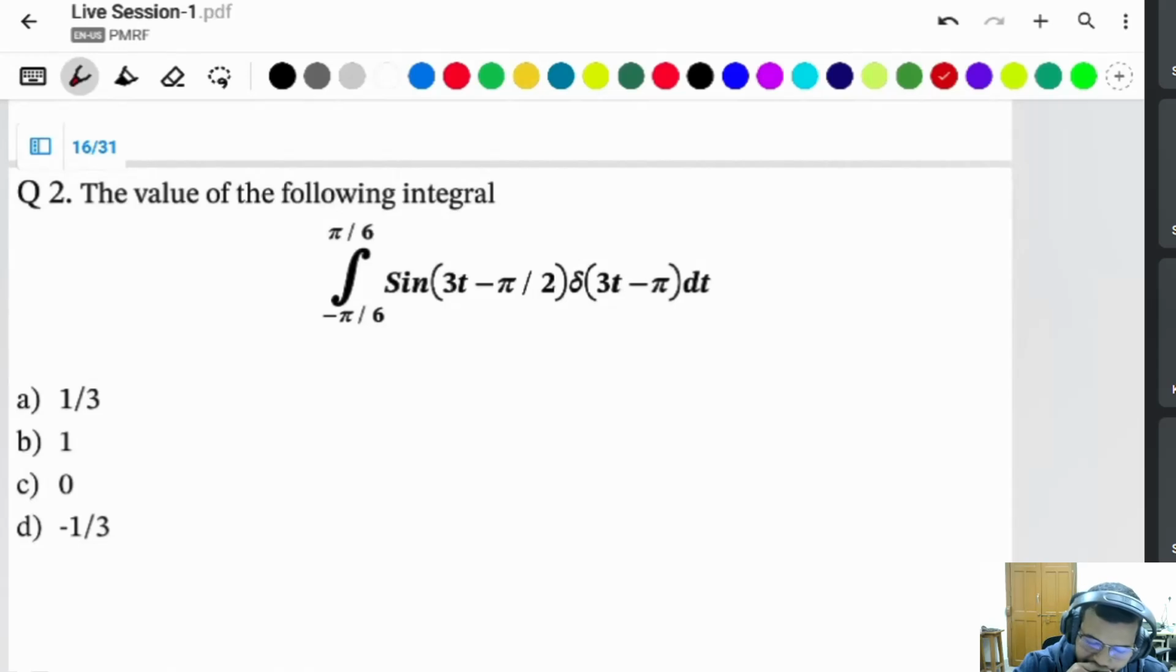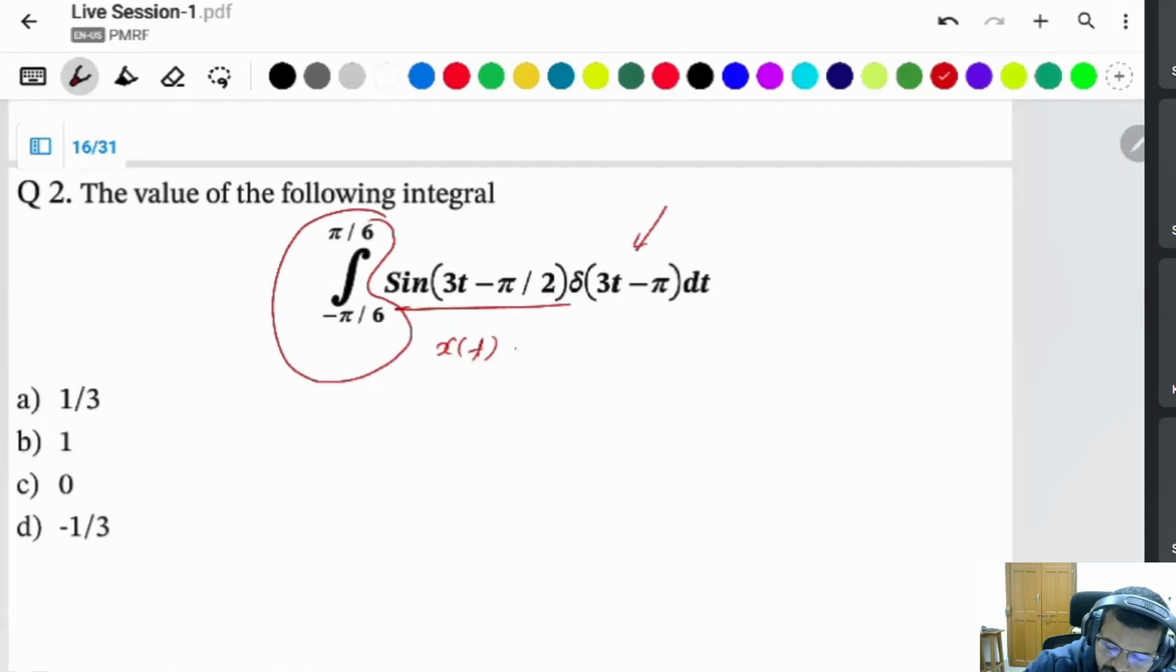Okay, same thing, here is another question. A sinusoidal signal sin(3t - pi/2). Same thing, multiplication of the delta signal. But the integration is asked from -pi/6 to +pi/6. Then what is x(t)? x(t) is equal to sin(3t - pi/2).